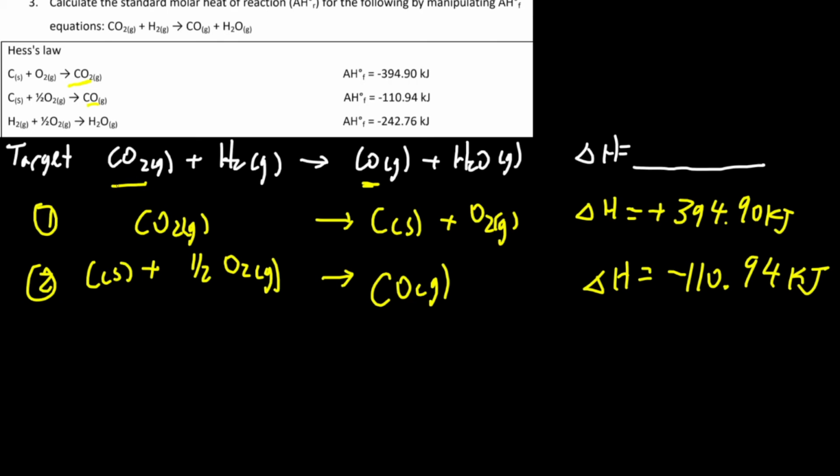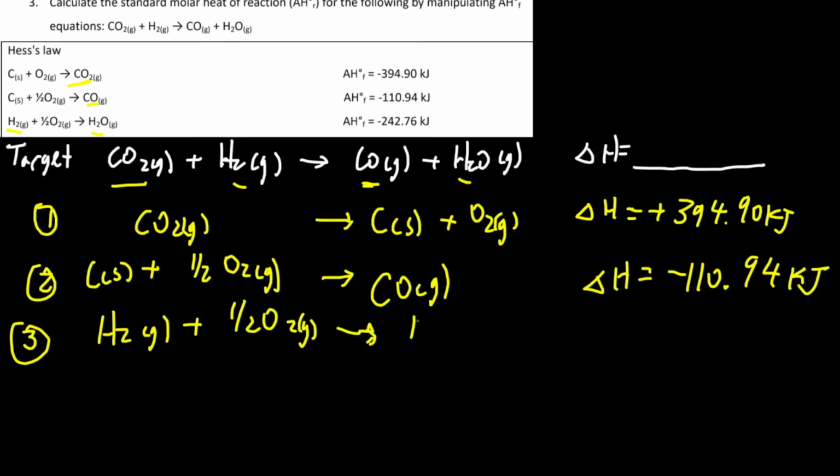And then for our third one, I see that water, so H2O gas, is already on the right side, and also H2 gas is already on the left side. So for this one, we'll leave it as is as well. So we get H2 gas plus 1/2 O2 gas produces H2O gas. Delta H equals negative 242.76 kilojoules. And let's add it up and see what we get.